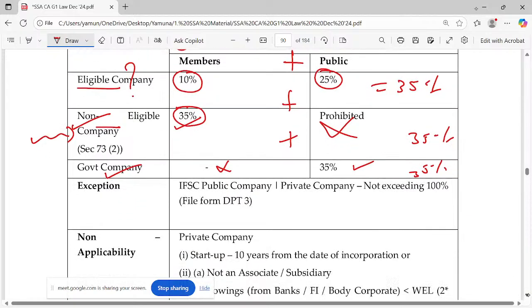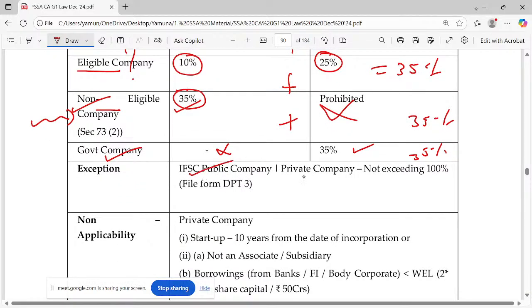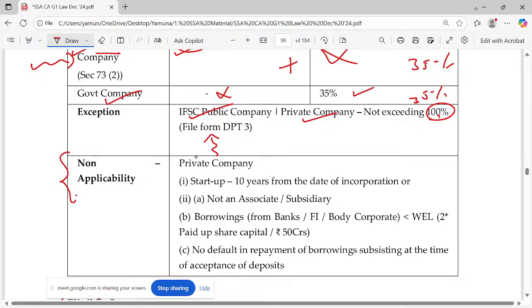This is not applicable for IFC's, or a private company not exceeding 100%, and they have to file a form called DPT3. For which company these norms are not applicable is a private company that is a startup for 10 years from the date of incorporation, and it should not be an associate or subsidiary, or have borrowings from banks or financial institutions or body corporate exceeding 2 times the paid up share capital or 50 crores, whichever is lesser.